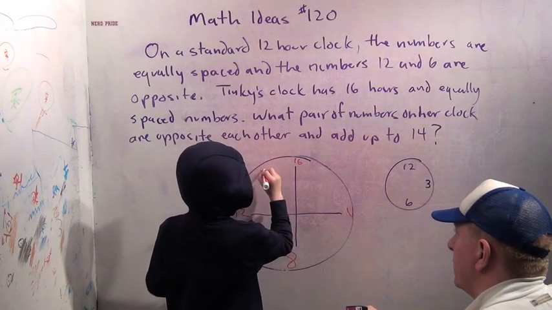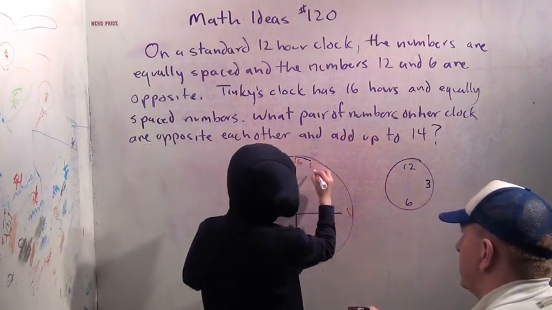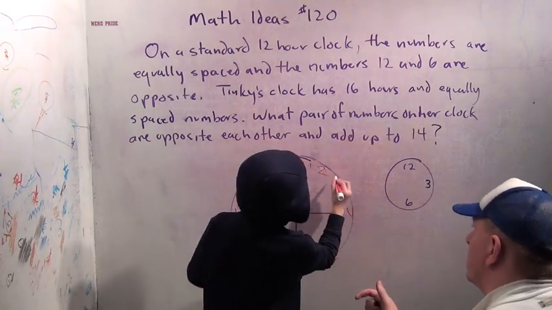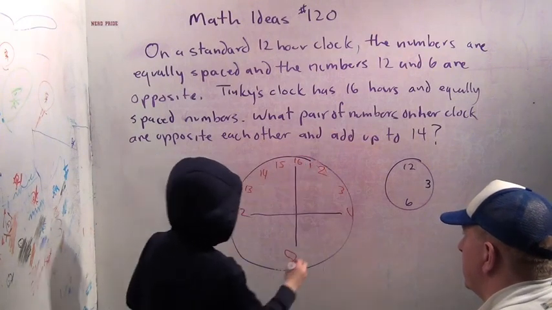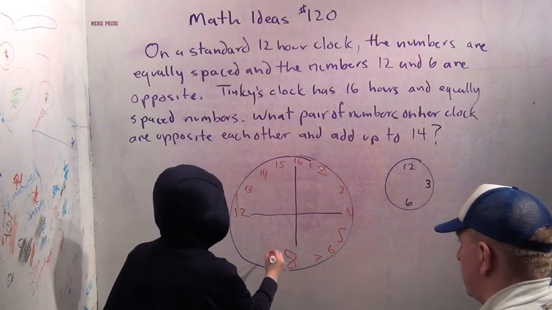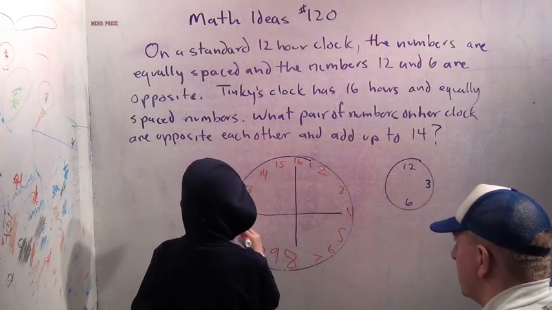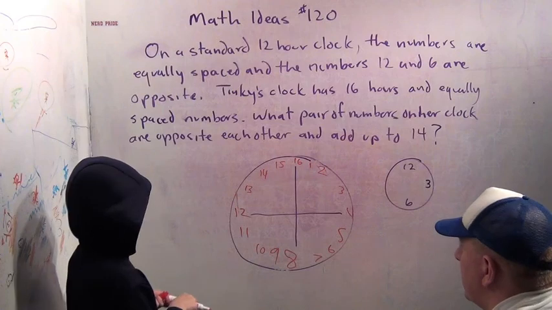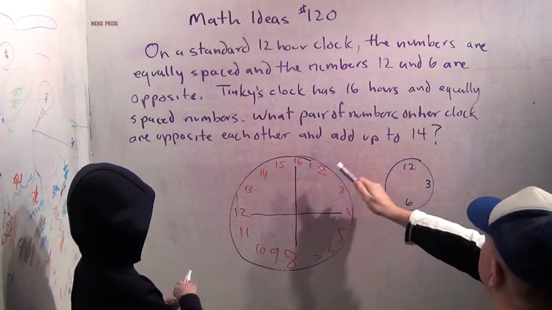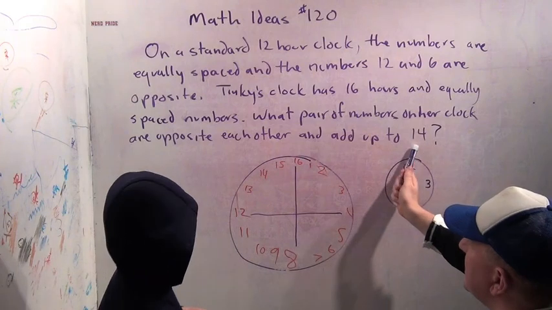13, 14, 15. This is going to be 1, 2, 3, 4, 5, 6, 7, 8, 9, 10, 11, 12. Okay, awesome. So the question was, what pair of numbers on this clock are opposite each other and add up to 14?